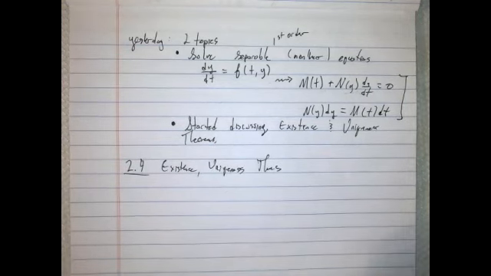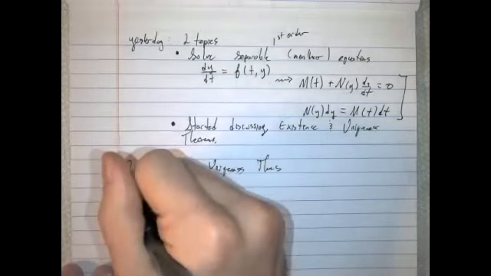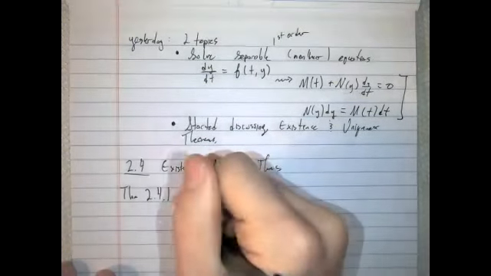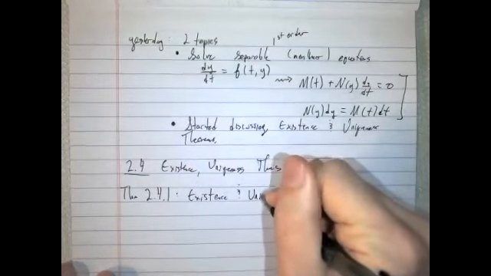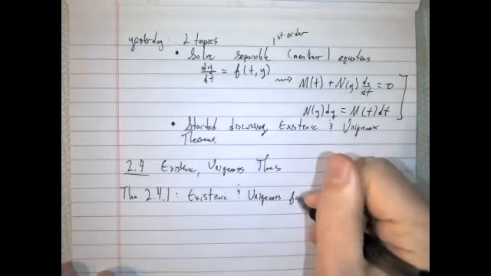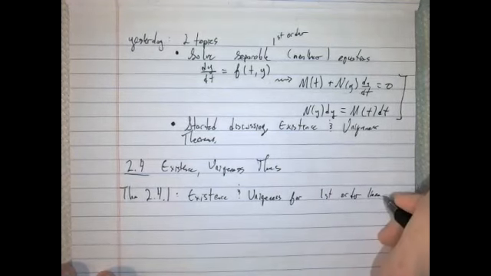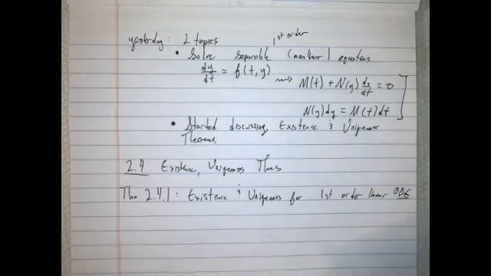Okay, so what I'm going to do first is write down the existence and uniqueness theorem for first order linear differential equations. Theorem 2.4.1. Existence and uniqueness for first order linear. I should just stop saying ODE because we're pretty much never going to work with partial differential equations. Okay, so here is the theorem.